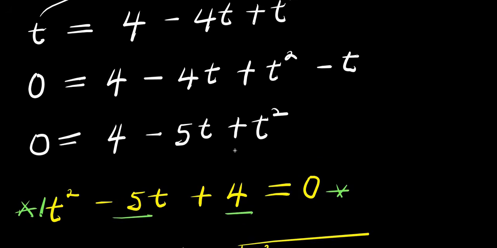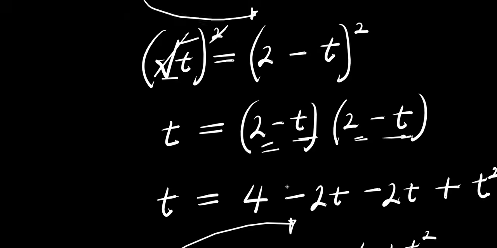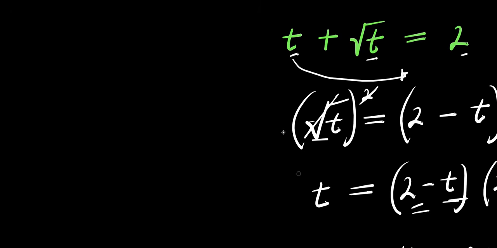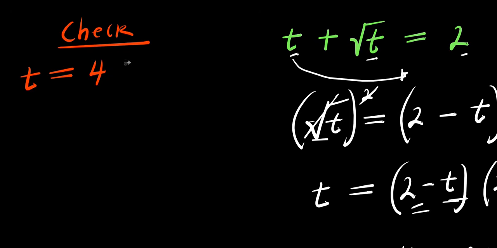Now we have solved that. The next thing we are going to do will be to check by inserting these values for t. We are going to insert these values for t, and let's see if they satisfy the equation.